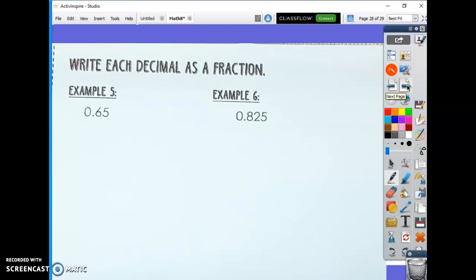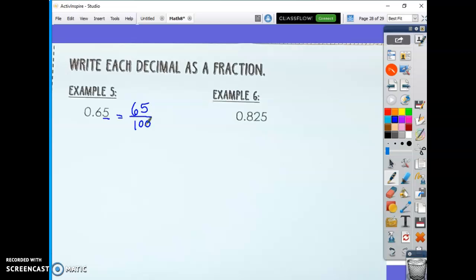Write each decimal as a fraction. Now we're getting into turning decimals into fractions. The way to turn decimals into fractions is you're going to say, okay, how many spots after the decimal is my furthest digit? Well, 5 is furthest from the decimal, and it's in the hundredths spot, right? So because my 5 is in the hundredths spot, we're going to take 65 and put it over 100.